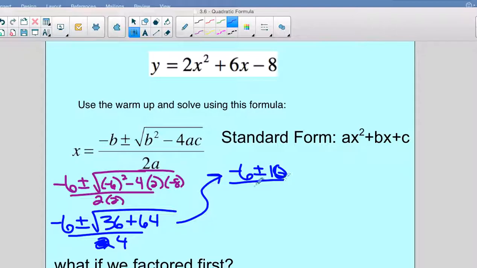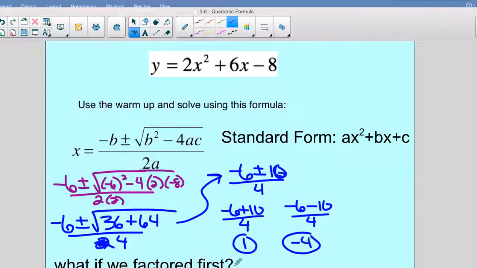And that's still over 4. So you get your two answers, but you don't want to leave it like this. You can keep going with these. So negative 6 plus 10 over 4, and negative 6 minus 10 over 4. Right? Negative 6 plus 10 is 4. 4 divided by 4 is 1. And negative 6 minus 10 is negative 16 over 4, which is negative 4.